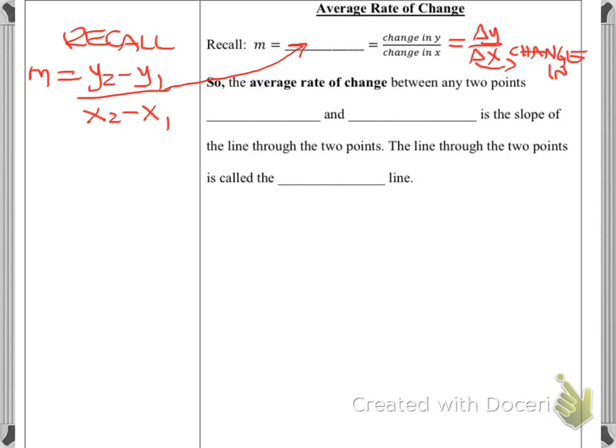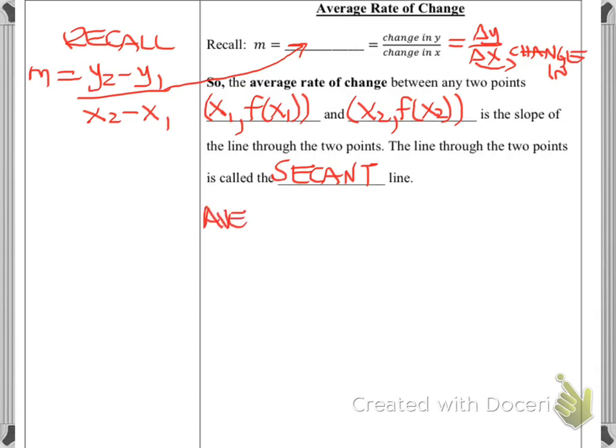Calc 1. So the average rate of change between any 2 points, and because we're referring to functions, we'll say x sub 1, f of x sub 1, and x sub 2, f of x sub 2, is the slope of the line through those 2 points. And the line through those 2 points, we call that the secant line.